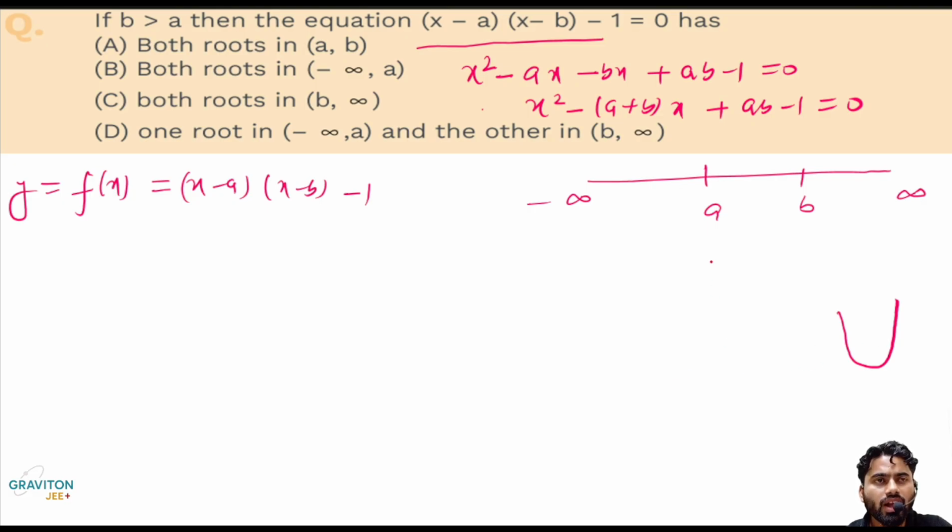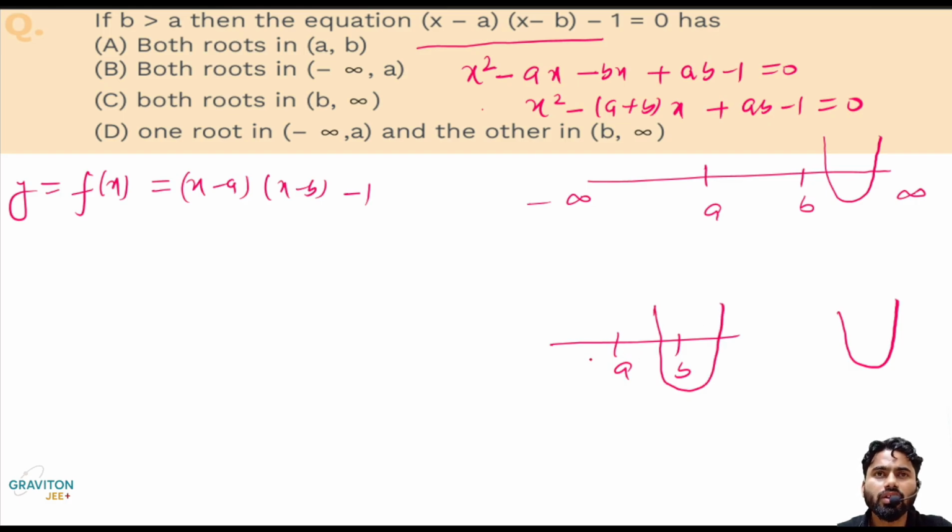So if I put this like something, then in this condition, both roots will be between b to infinity. So in this case your option C will be correct if this condition is satisfied. If I put this something like this, then one root will be between a and b, and one root will be between b to infinity. Okay.